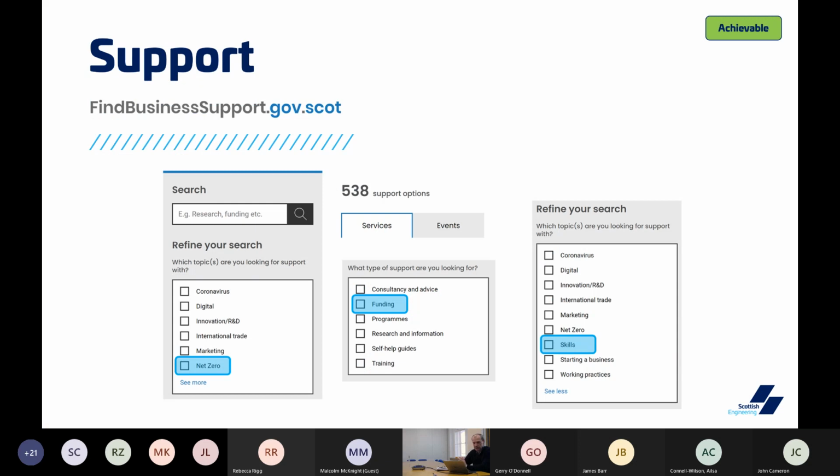So the first port of call, I would say, is that website, findbusiness.gov.uk. And it's a good website that gives you a summary of all the various options you've got. And it can be filtered. So you can see here, I think a couple of months ago when I looked at it, there was over 500 support options. And you don't want to go through 500 options. You don't have the time for that. So you can filter it. And for example, you could be filtering for net zero, funding, and skills. And you end up with probably 20, 30 maybe options. So something a lot more manageable, but it's a good place to start.